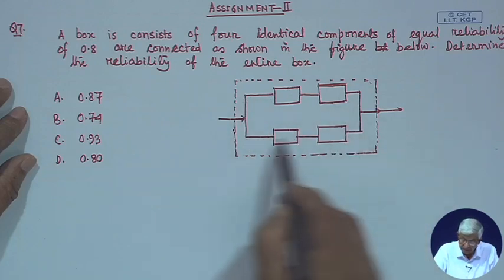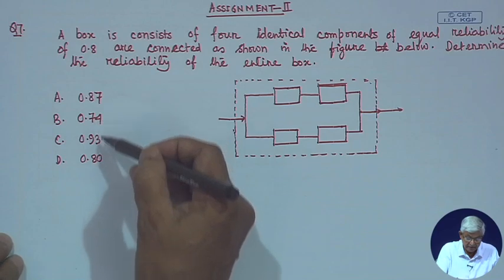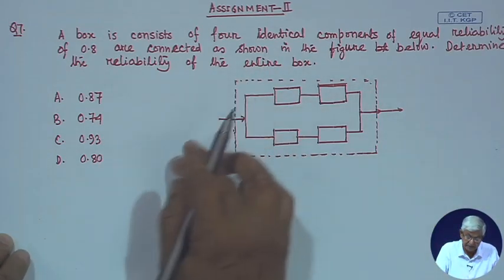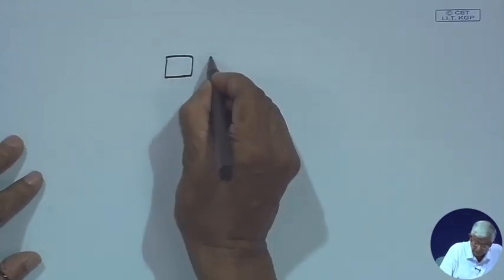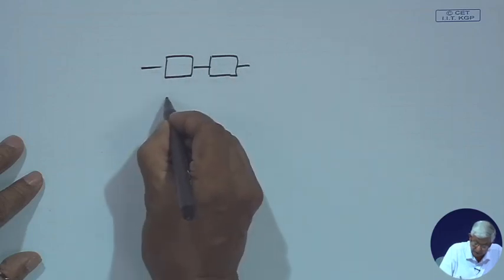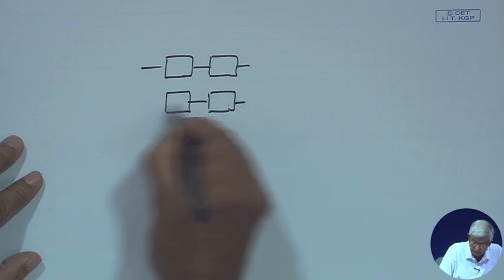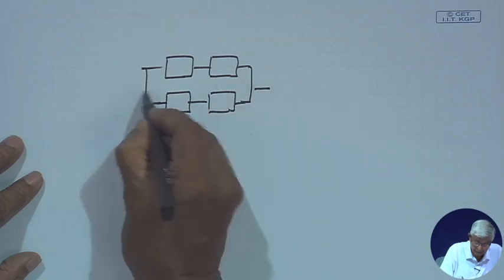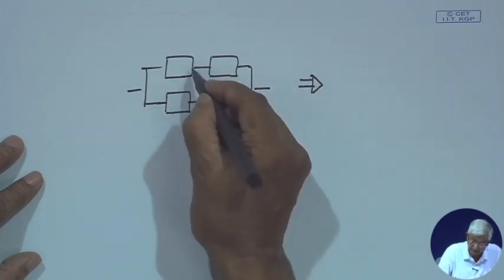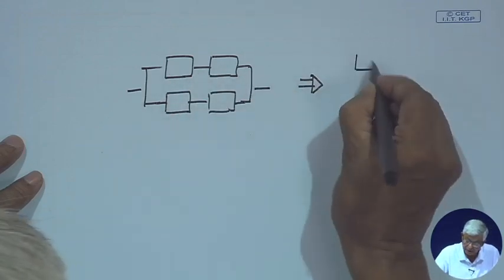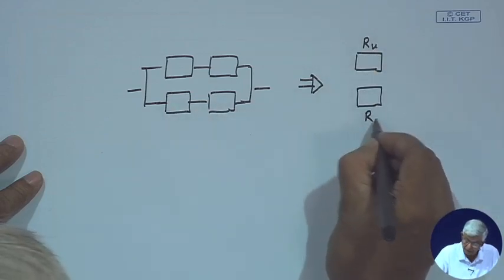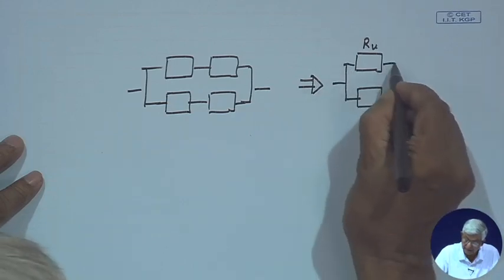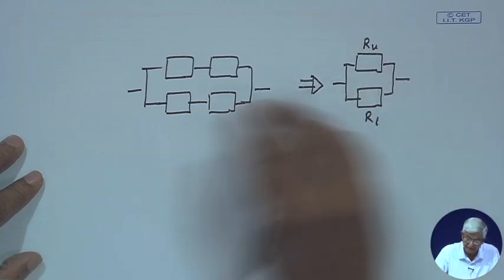2 are in series, and then the combination of that is in parallel, and the overall reliability of this system, which has 4 such units connected like this, is asked. Simple calculation: you have 4 units connected like this. We can think of an equivalent of that. This is the upper side, this is the lower side. These 2 in series we can put as the reliability of the upper side, and these 2 as the reliability of the lower side, and then this upper and lower equivalent reliability are connected in parallel. This is the simple way.